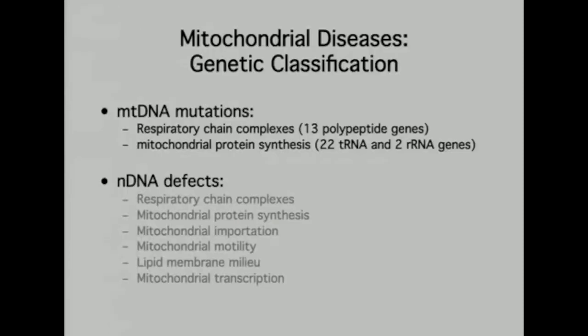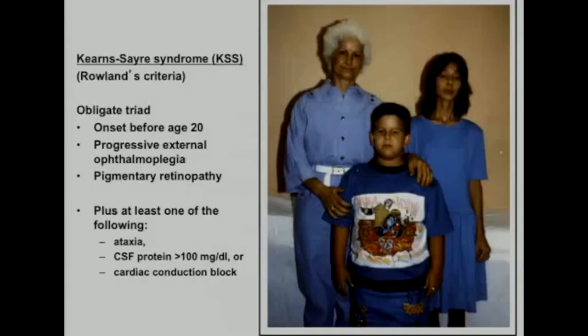So I'm going to talk about these two genomes and how they cause diseases. I'll talk first about mitochondrial DNA mutations, and I'll talk about some of the classic syndromes that we see with these mitochondrial DNA mutations. This is that patient I showed you in the very first slide. This, in a headshot, is her. So you can see again her ptosis.